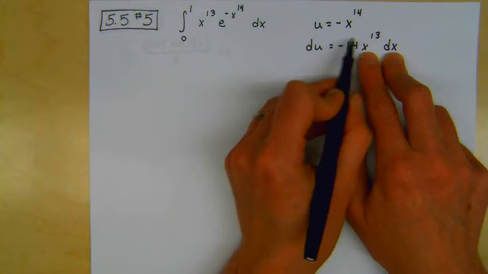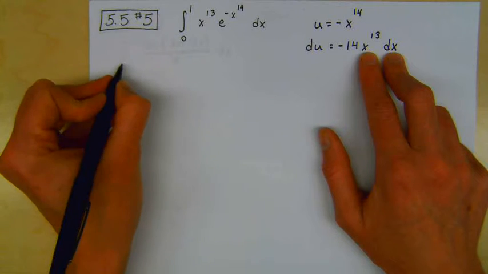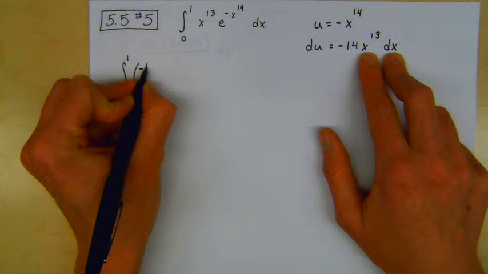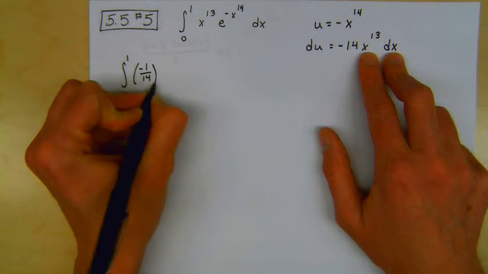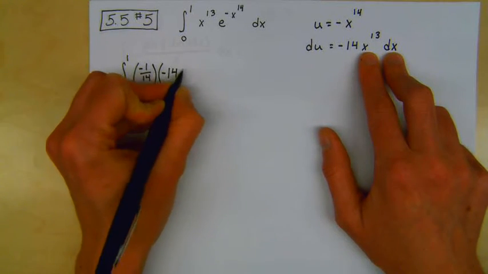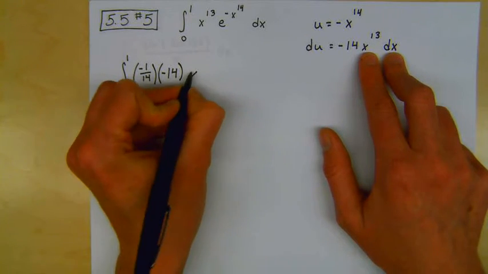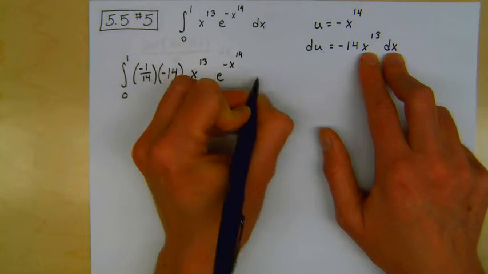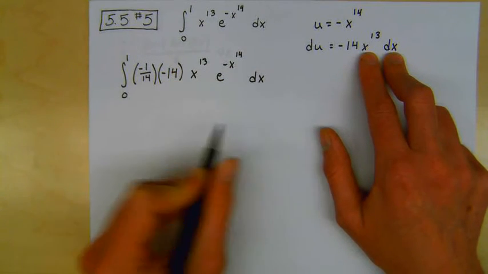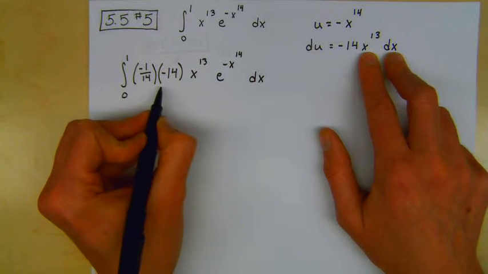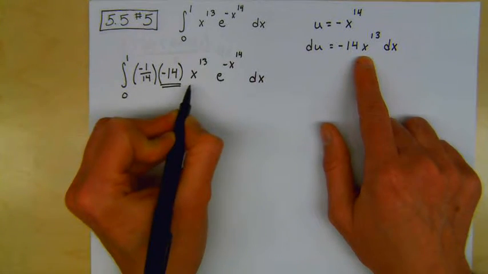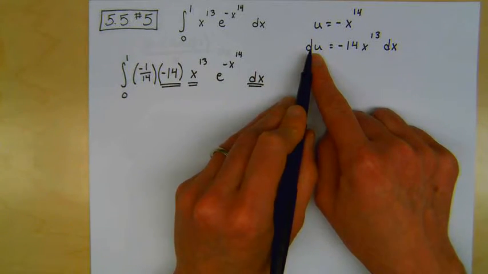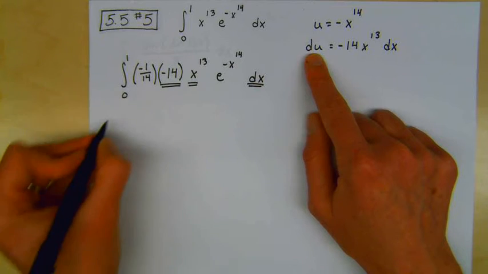Again, I don't have the negative 14 coefficient, so I'm going to do the same trick that I did before. I'm going to multiply by negative 1/14 and negative 14. This doesn't change the value of the integral at all because I'm just multiplying by 1. X to the 13th, e to the negative x to the 14th dx, and I have all of my pieces for my du. I'm going to use the negative 14 and x to the 13th, and the dx all become my du. I'm going to pull this coefficient out front.